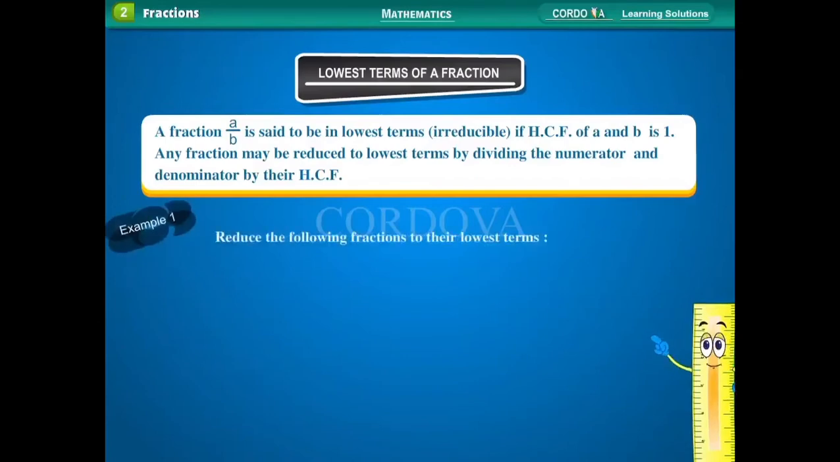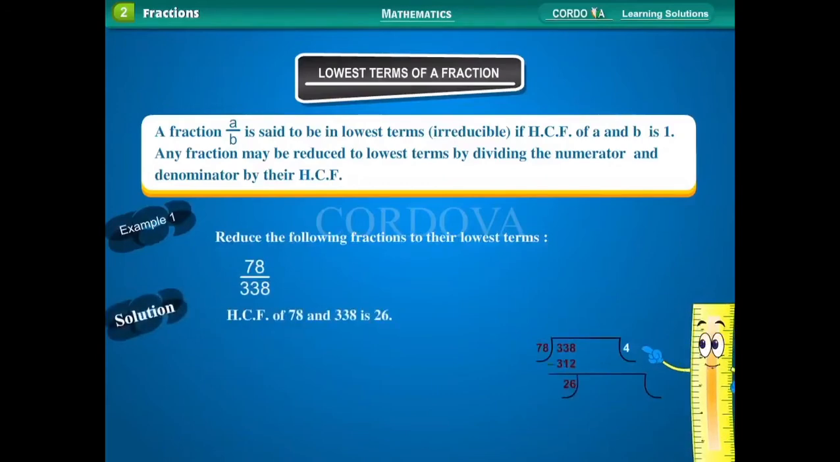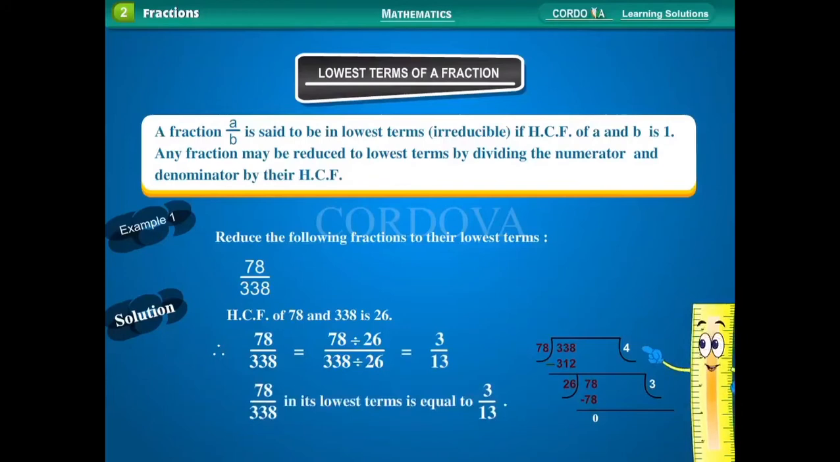Example 1. Reduce the following fraction to its lowest terms: 78 upon 338. Solution. HCF of 78 and 338 is 26. Therefore, 78 upon 338 is equal to 78 divided by 26 upon 338 divided by 26, which is equal to 3 upon 13. 78 upon 338 in its lowest terms is equal to 3 upon 13.